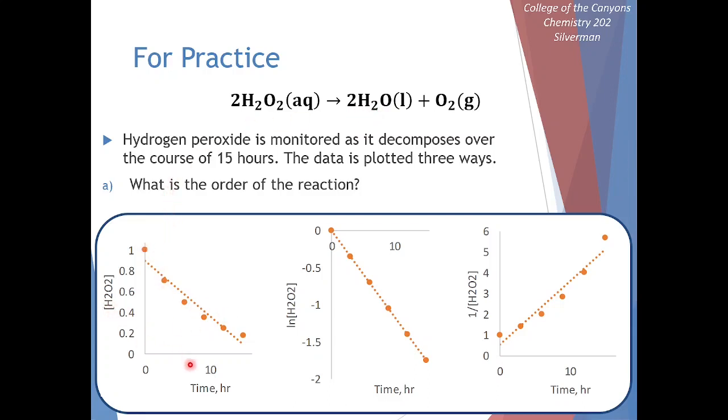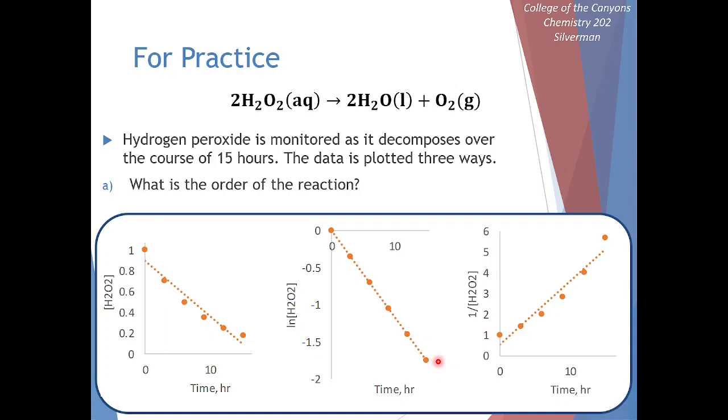Concentration of hydrogen peroxide over 15 hours. Concentration decreases over time. Is this graph linear? Well, does not look exactly linear. Our best fit line, this dotted one here, does not touch all the points on our graph. Let's check our other graphs. We can also make a graph with the natural log of concentration over time. This graph looks much more linear, right? We can see that our dotted line basically is right on top of every single data point that we have.